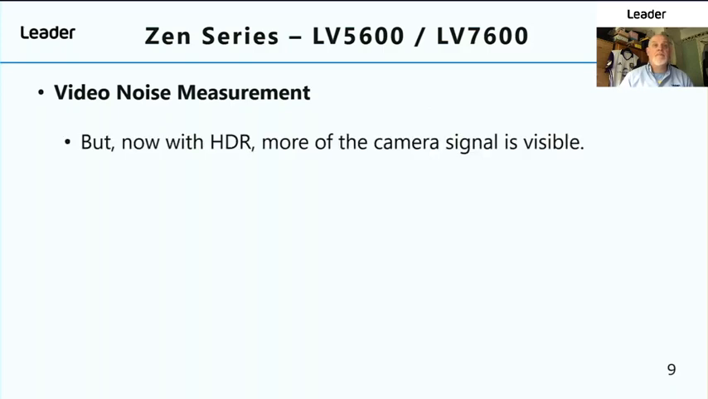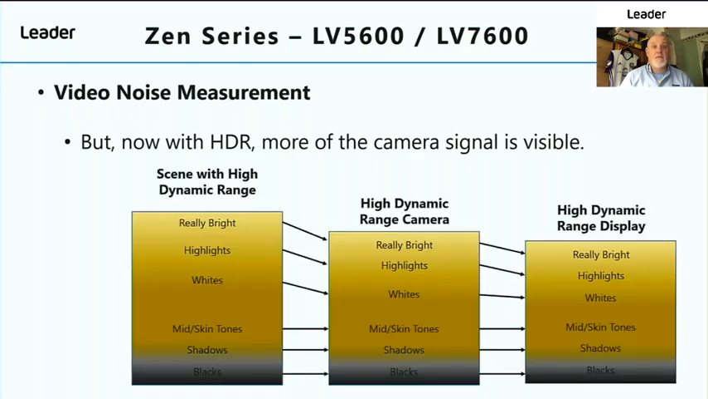Now, with HDR, more of the camera signal is visible. So again, we have the scene with the high dynamic range, but now we're capturing more of that information with a high dynamic range camera. And the consumer at home now can view more of that information with a high dynamic range display. So, if the cameras are not matched correctly, this will become very obvious to the consumer at home. And also, if there is any noise on the camera, typically this will show up in the black and shadow areas of the picture, making the image very uncomfortable.